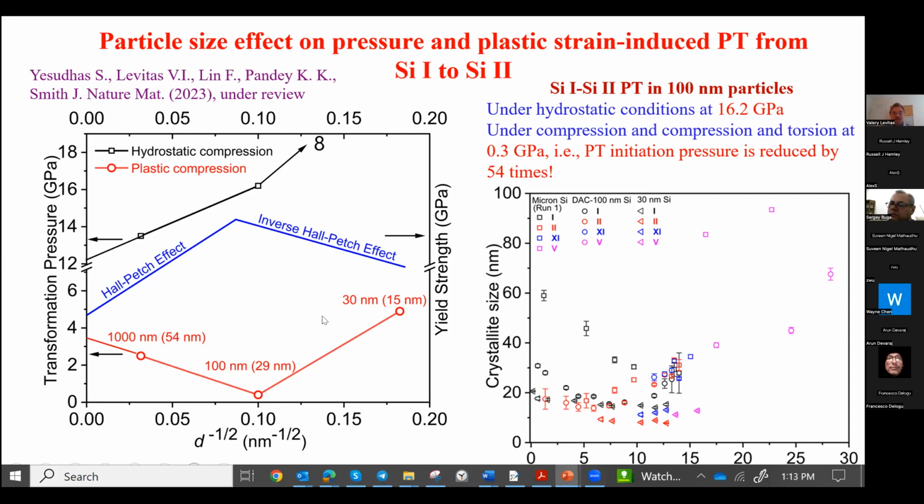And this dependence is very unexpected because under hydrostatic loading, phase transition pressure grows with reduction in grain size. And since we also measure evolution of crystallite size in each phase, I placed here also the crystallite size at the beginning of phase transition, and the same rule can be formulated in terms of crystallite size. Also, what is remarkable is that for this phase transition, under hydrostatic conditions, phase transition pressure is 16 GPa, and with plastic straining it is just 0.3 GPa. So it's a 54 times reduction in transformation pressure, and it's the same under compression and compression and torsion, which is also remarkable.